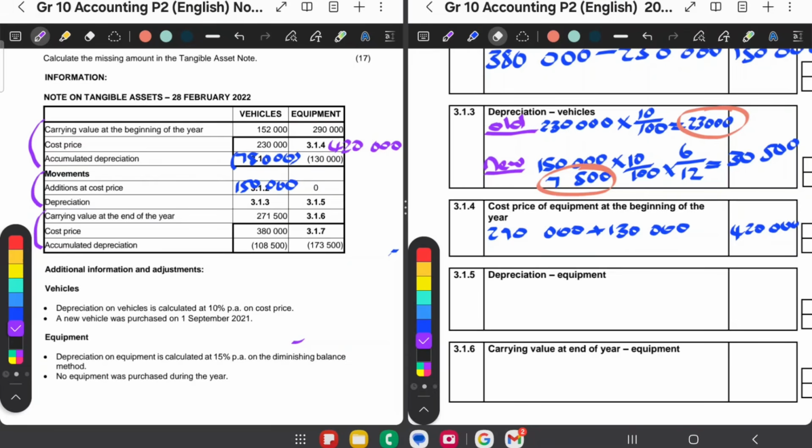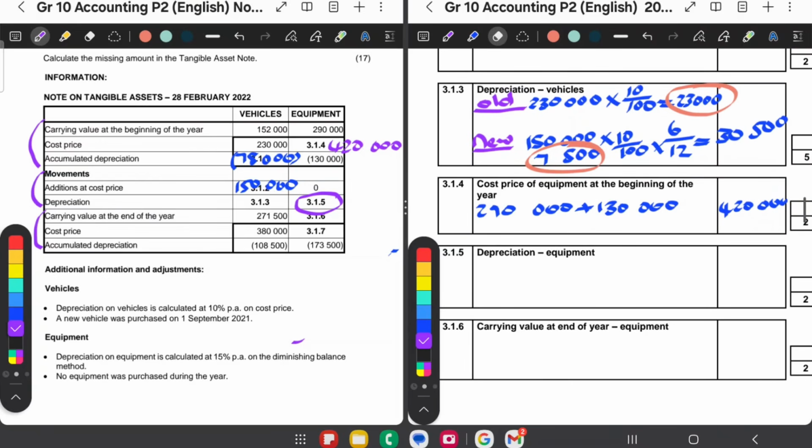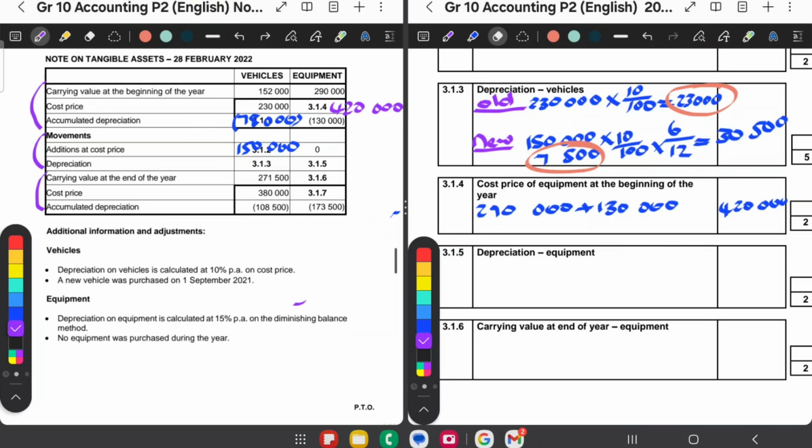420,000. Okay, next amount, we have to work out depreciation on equipment. So let's read. Depreciation on equipment is calculated at 15% per annum on the diminishing balance method. And there was no new equipment during the year. Okay, so if there's no new equipment, we are only doing old. So remember, old is this part over here.